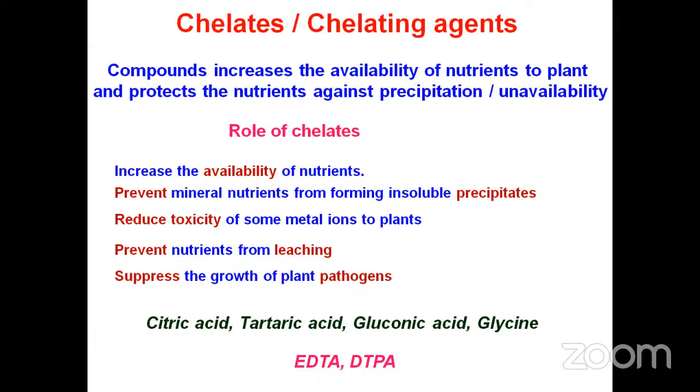So, EDTA: there are some compounds present in the market, like sodium EDTA and magnesium EDTA, for the better absorption of that particular nutrient. EDTA can be mixed with any mineral nutrient for the better availability and absorption of that particular nutrient. These chelating agents are very important for the absorption of mineral nutrients.